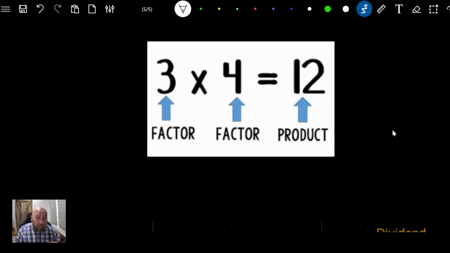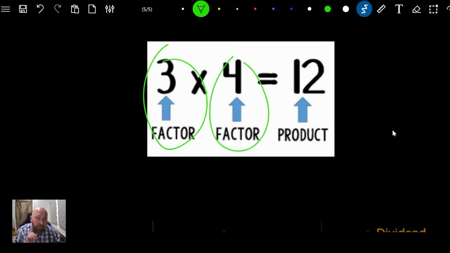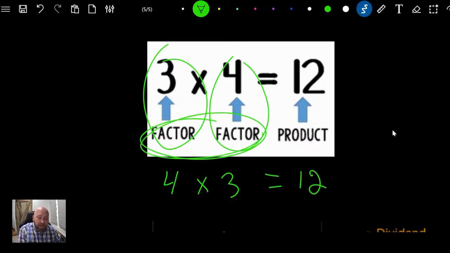Next is multiplication. So the first number in multiplication is called a factor. The second number is also called a factor. Remember what I just said. What if we switch this? 4 times 3 equals also 12. Because the factors can stay the same, right? Just like the addends, they can switch around or stay the same. It's going to give you the same answer. This answer is called your product. The product of the two factors, okay?